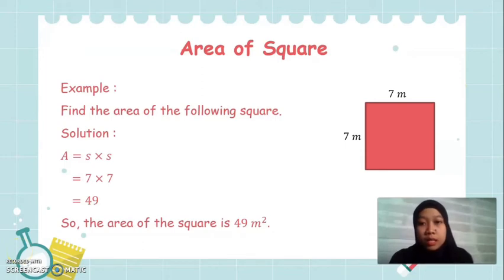Example, find the area of the following square. In the picture, we know that the side of the square is 7 meters. To find the area of the square, we enter the side into the formula. Area of square formula is side times side. We substitute side with 7. So, A equals 7 times 7. And the result is 49. So, the area of the square is 49 meter square.